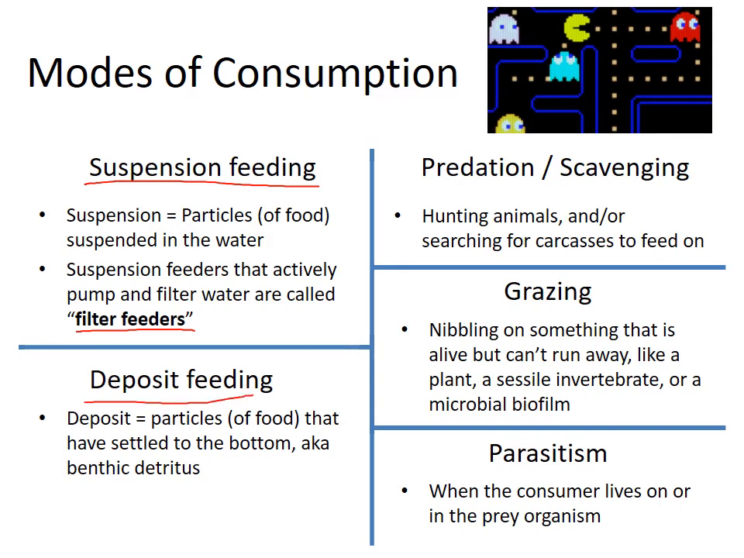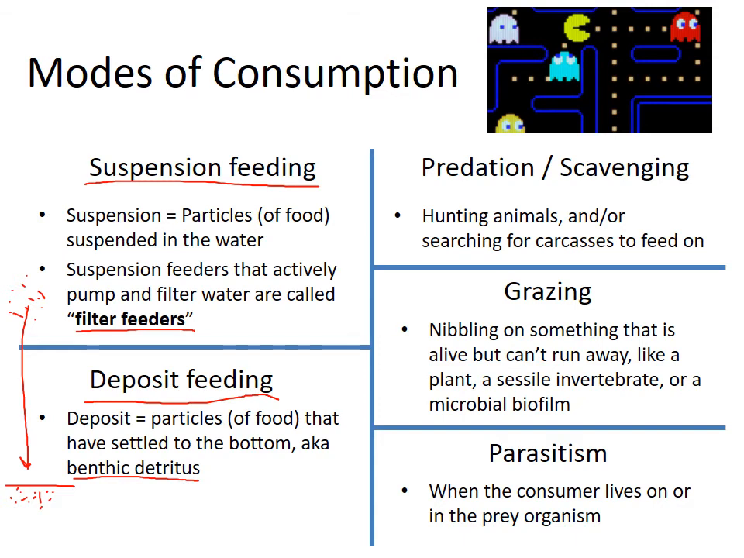Deposit feeding. So deposit feeding is kind of similar to suspension feeding in that it's feeding on small particles of food, except that in suspension feeding, the particles are suspended in the water. In deposit feeding, those particles have already settled down and they're on the bottom. So deposit feeders don't get the particles out of the water, they get the particles off the bottom. And those deposits of food on the bottom are sometimes called benthic detritus.